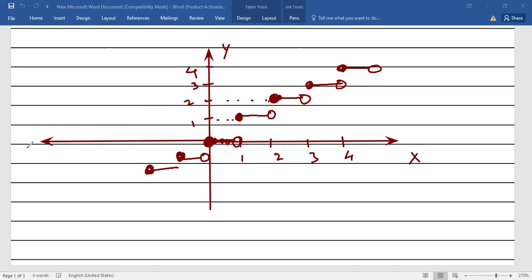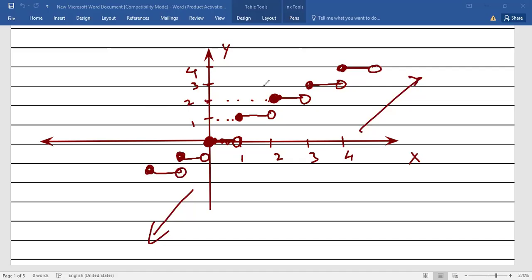So it will just continue infinitely? Yeah, it will go up to infinity, but only the integer values we will get. Why are we getting only integer values? X can take any values, but y will take only integer values.